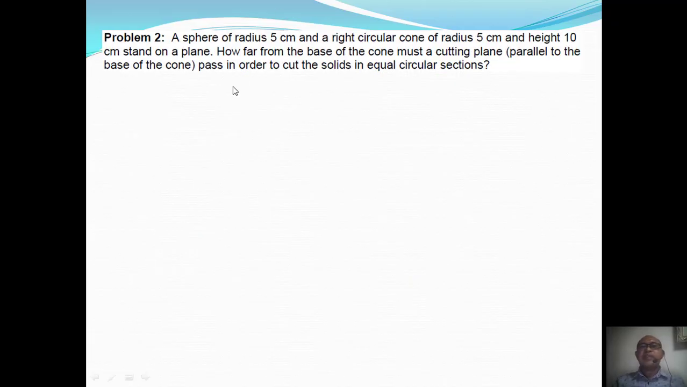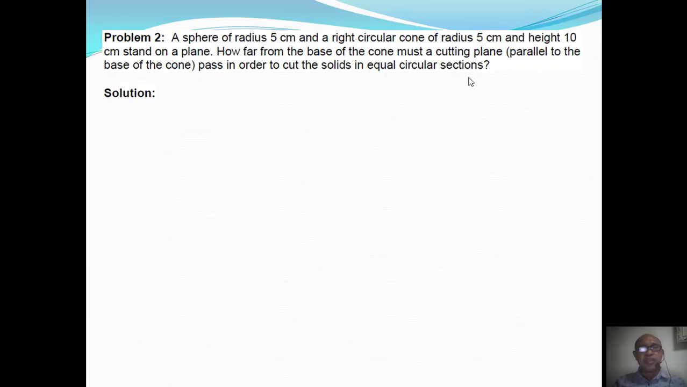Sometimes a problem that we may encounter in the board exam is a combination of shapes. So for problem 2, we have a sphere of radius 5 cm and a right circular cone of radius 5 cm and a height of 10 cm standing on a plane. How far from the base of the cone must a cutting plane, which is parallel to the base of the cone, pass in order to cut the solids in equal circular sections?